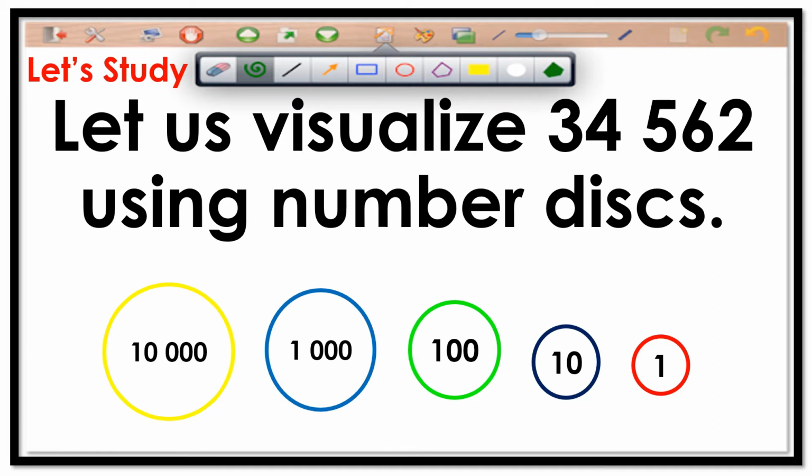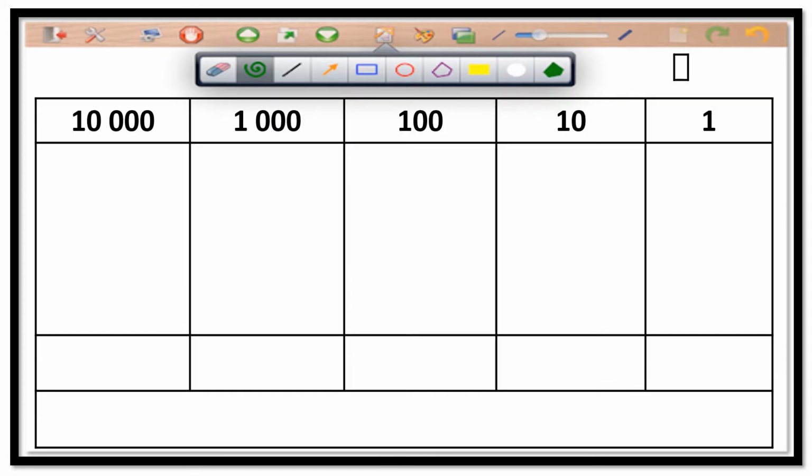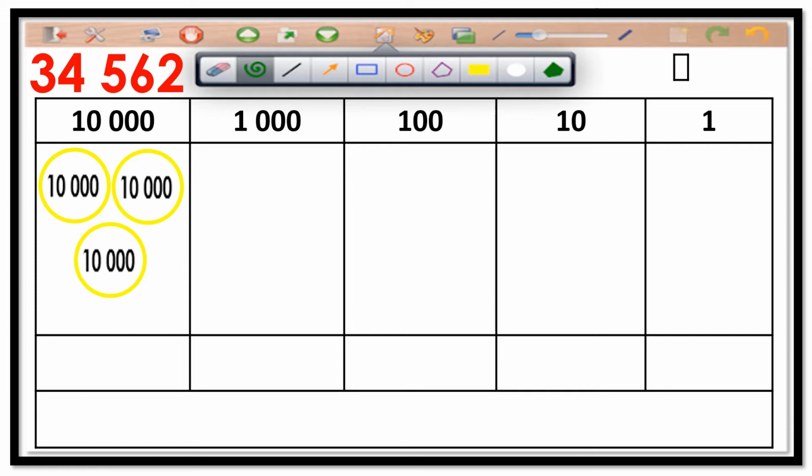Okay, sa number disc, sa una, meron tayong 1, yung nasa kanan ninyo. Susunod ang tens, and then 100, and then 1,000, and then 10,000. Ito yung mga number disc. So, nilagay ko sa chart para madali nating makita at ma-visualize. So, 34,562. Ilang 10,000 kayang number disc meron ang 34,562? So, 1, 2, 3. Ilang number disc? 3. Kasi 10,000 plus 10,000 plus 10,000 equals 30,000.